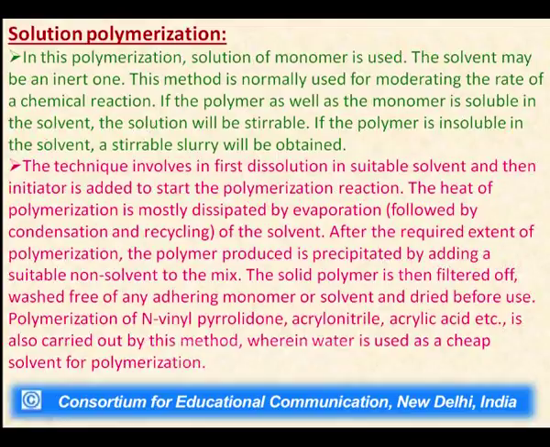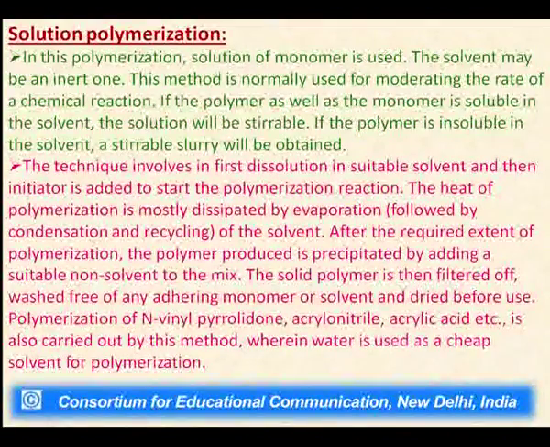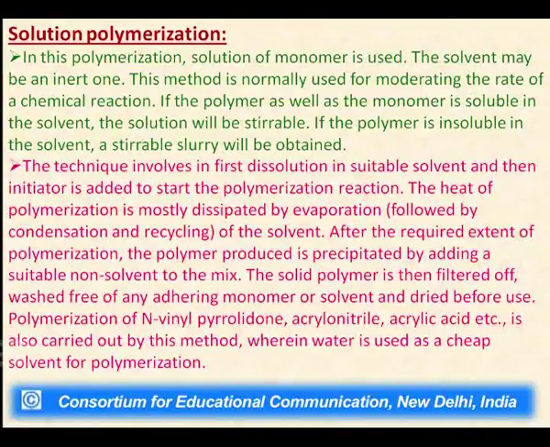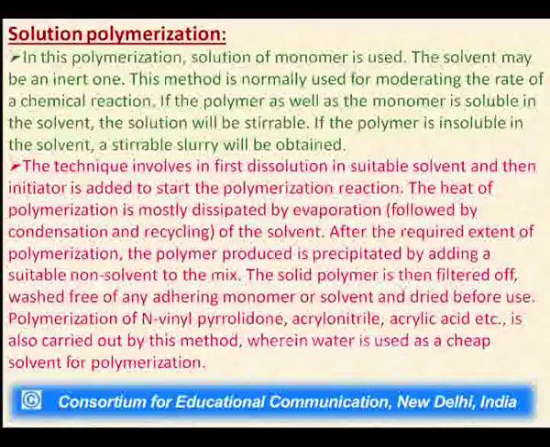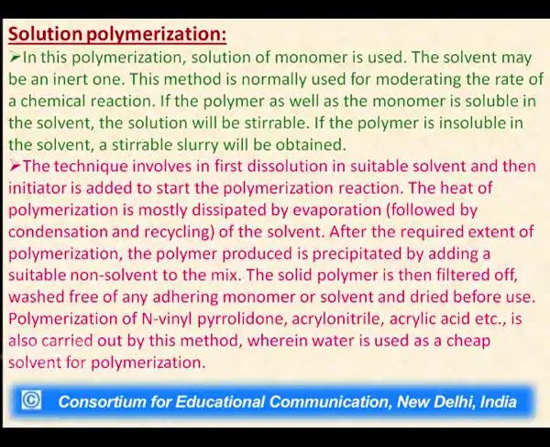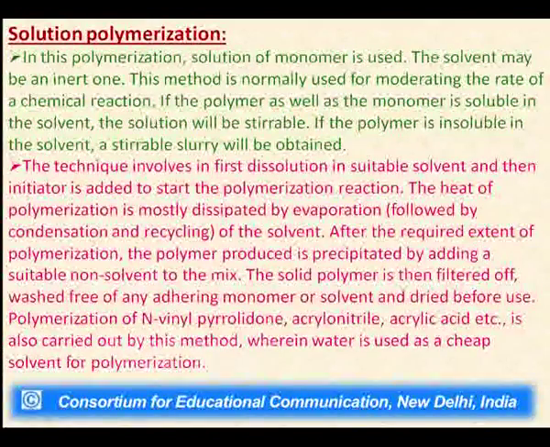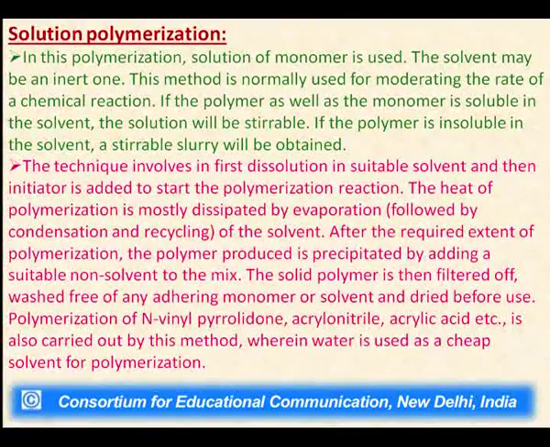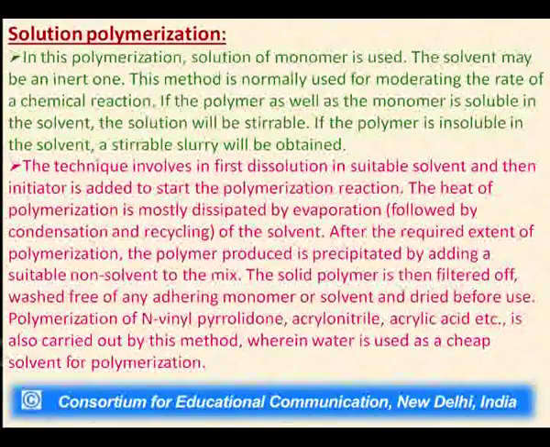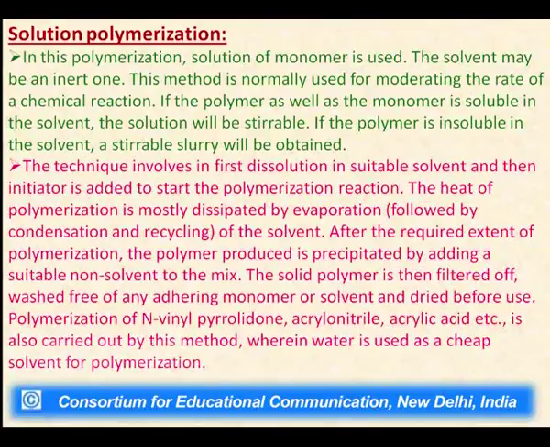This technique involves first dissolution in a suitable solvent, and then an initiator is added to start the polymerization reaction. The heat of polymerization is mostly dissipated by evaporation, followed by condensation and recycling of the solvent, and after the required extent of the polymerization, the polymer produced is precipitated by adding a suitable non-solvent to the mix. The solid polymer is then filtered off, washed free of any adhering monomer or solvent, and dried before use.